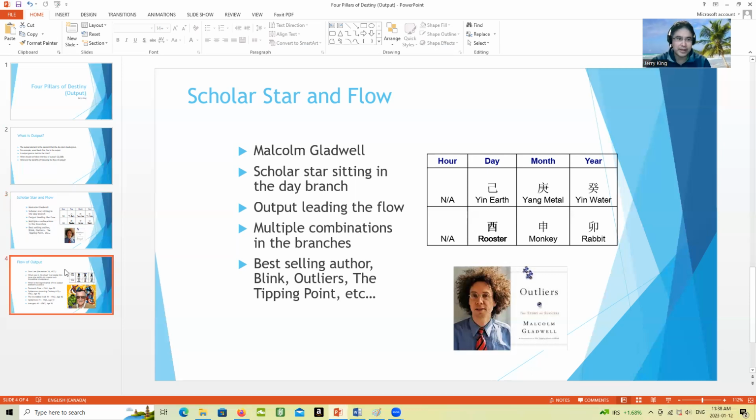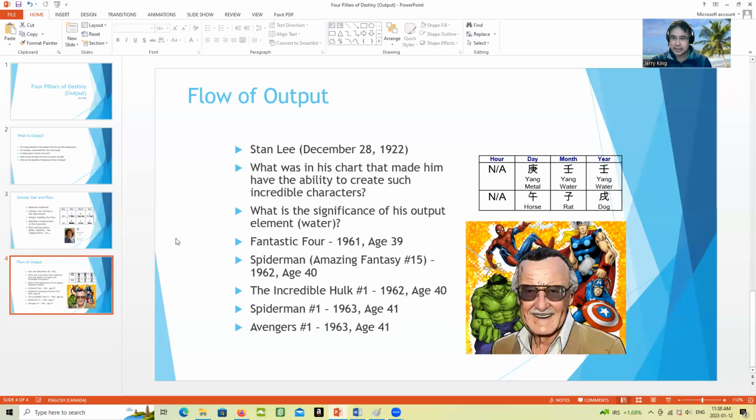And the next one we have here, Stan Lee. He's a Yang metal born in the month of the rat. So the metal's energy is being reduced in the month of the rat in December, so in the winter time. Whether it's the pig or the rat, lots of water there. So naturally the Yang metal is following the flow of the water.